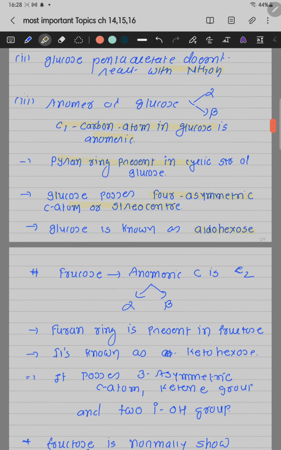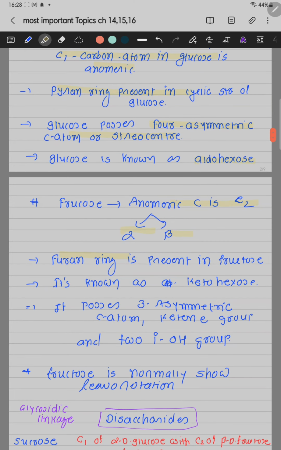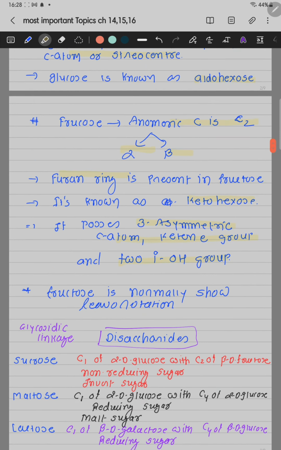On the other side, in fructose, the C2 carbon is anomeric in nature. Here again there are 2 types, alpha and beta. A furanose ring is present in the structure of fructose. Fructose is known as ketohexose. It possesses 3 asymmetric carbons, a ketone group and 2 primary alcohol groups. Fructose normally shows levorotatory nature.